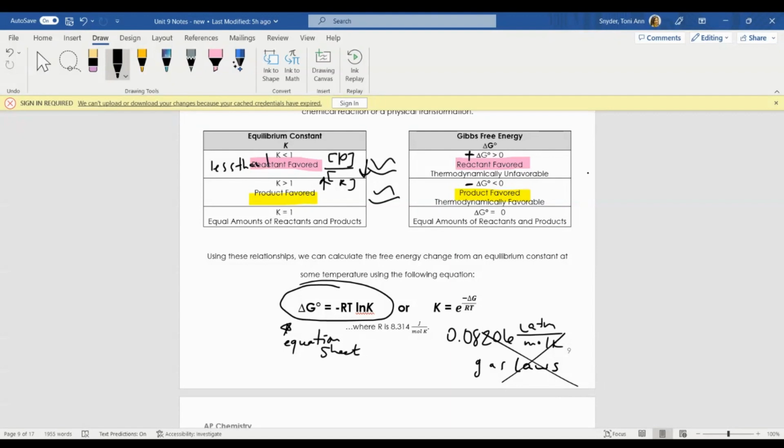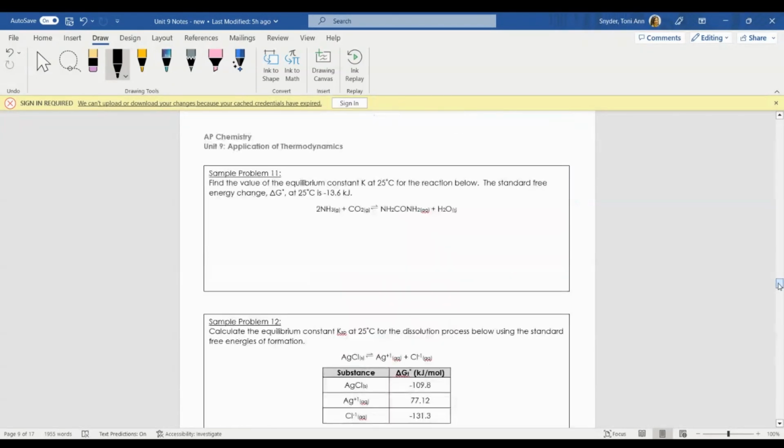So we're just going to do 2 sample problems and we're going to call it a day with this one. So let's see. Sample problem 11. Find the value of the equilibrium constant K at 25 degrees for the reaction below.